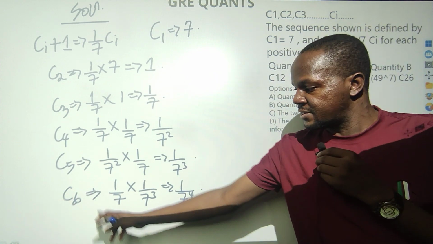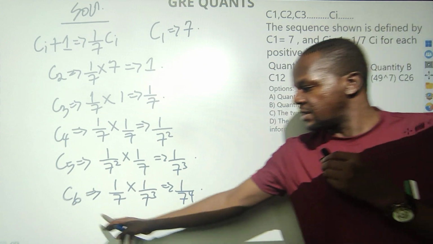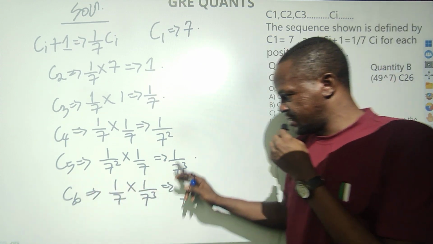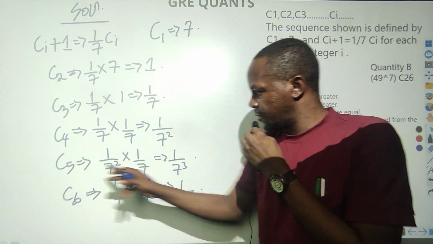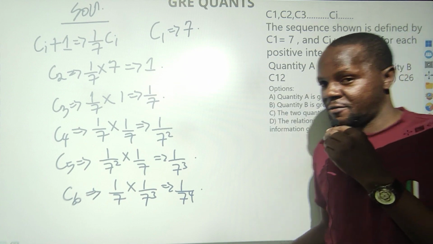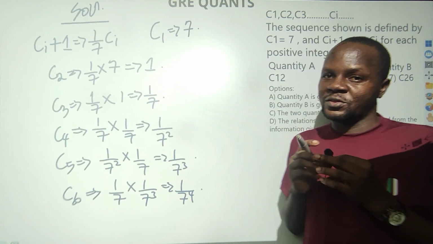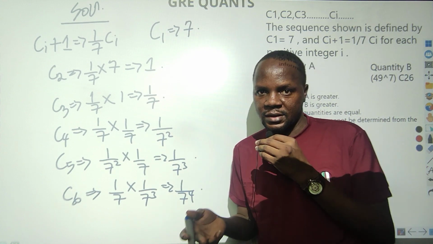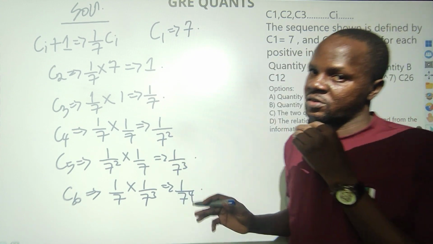At least if I need C7, it should be what? Look at it. C6 is 1 over 7 raised to power 4. C5 is 1 over 7 raised to power 3. C4 is 1 over 7 raised to power 2. So C7 will be 1 over 7 raised to power 5. That is the pattern. So once you see this type of question, my dear student, just make sure you understand the pattern. So these are called pattern recognition questions.